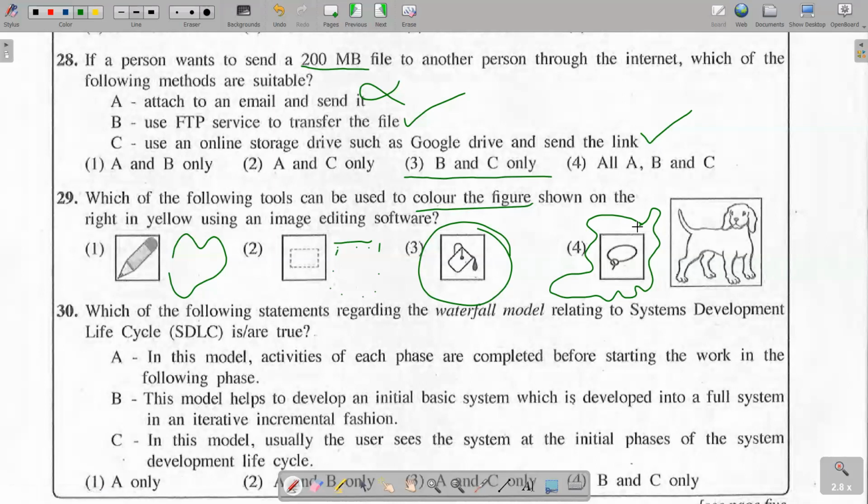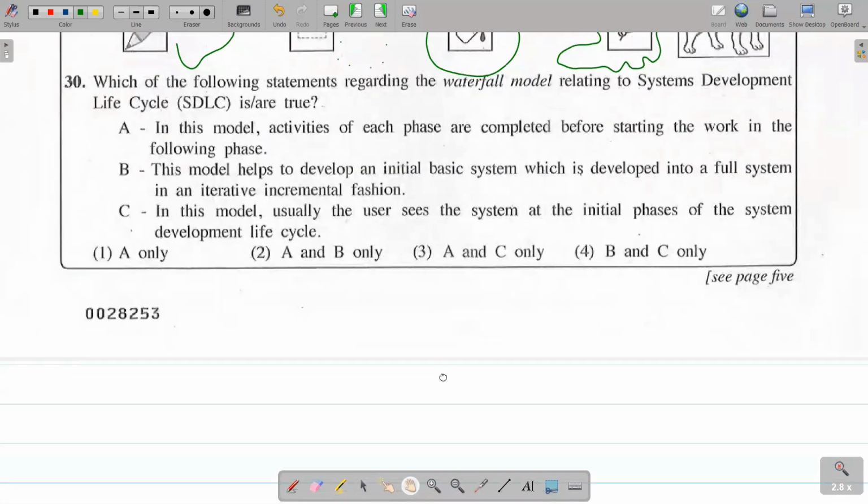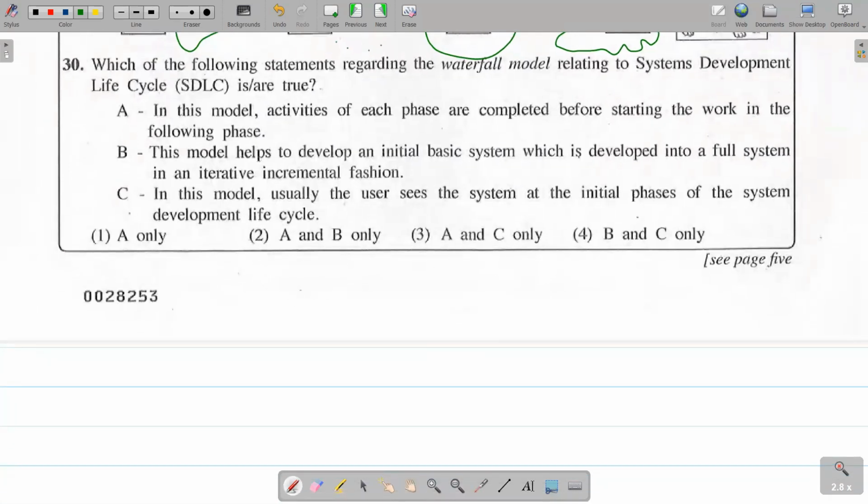30th, which of the following statements regarding the waterfall model relating to the system development life cycle are true? They have given 3 statements. The first one says, in this model, activities of each phase are completed before starting the work in the following phase. Yeah, that's the nature of the waterfall. That's why it is called waterfall. One phase is done, then only the other phase can be started. So during the current phase, we can't go to the previous phases in the waterfall. It is not possible. So A is true.